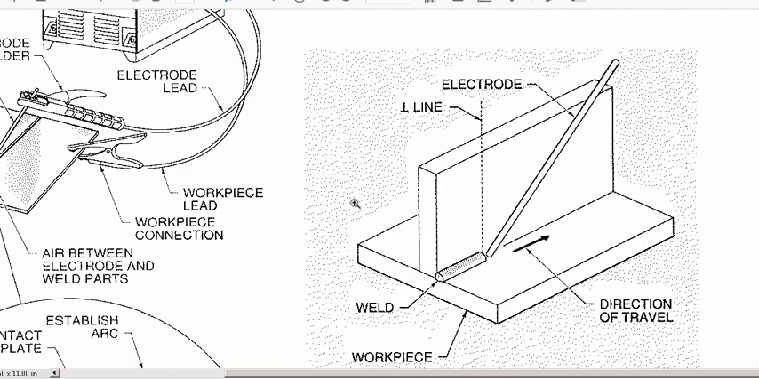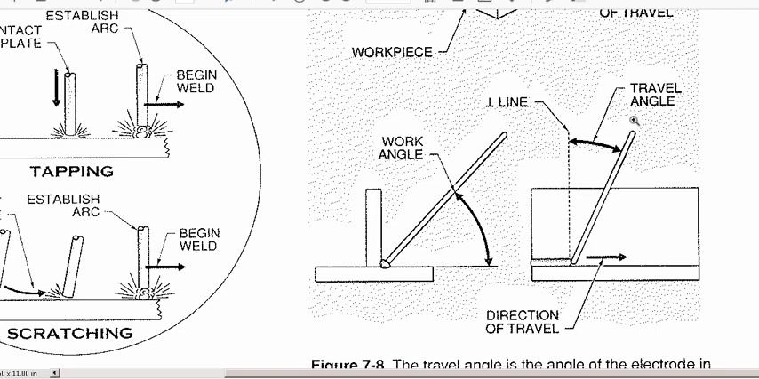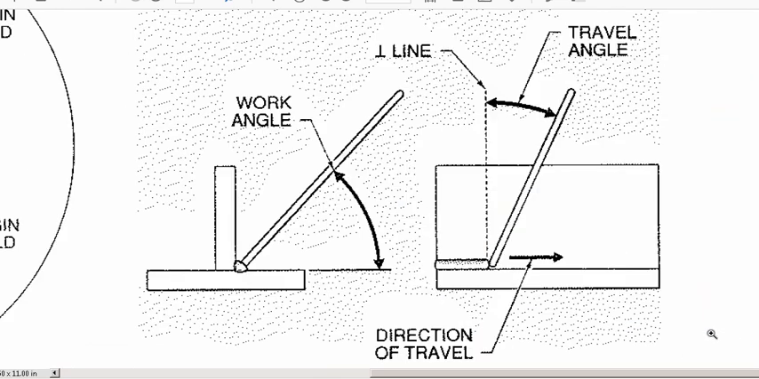By the way, to go with some of that terminology, this of course was the electrode, this is your workpiece, of course the direction of travel, and your perpendicular line straight up and down off of it. We'll go ahead and tie that into the work angle and the travel angle that you can see here, just so you understand the terminology that we're referring to up above. Okay. Anyway, back to the electrode.